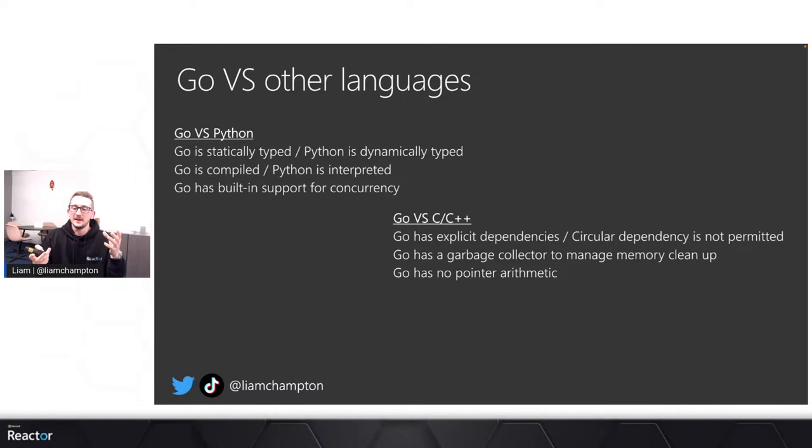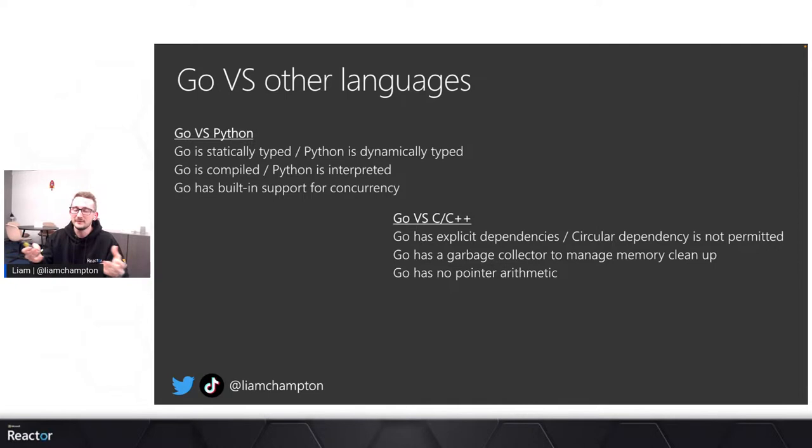What about C and C++? Well, again, this is another language they looked at when they were deciding what they wanted to do with Go. So Go has explicit dependencies. You have to explicitly import dependencies at the very top of your package, and it has to be there. It has to be built in. There's no circular dependency. That's not permitted in Go.